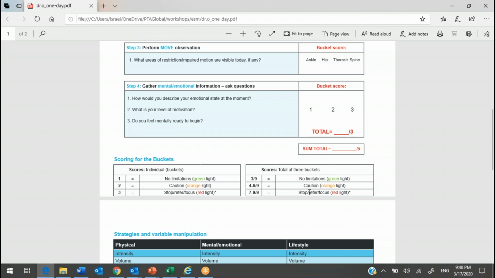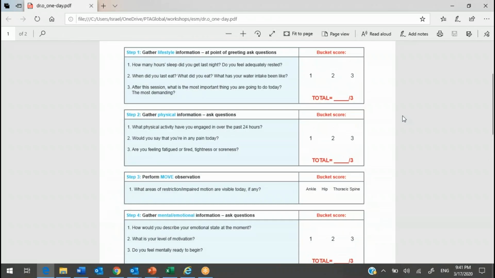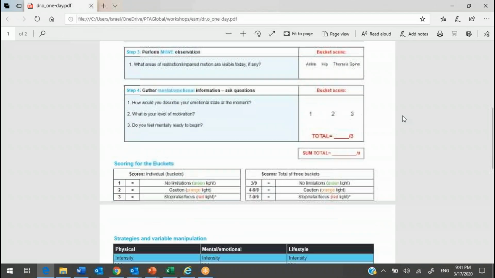Anywhere between 4 and 6, there's some cautions, right? We want to look at the highest bucket here between our 1, 2, or again step 4, which would be bucket 3 here. What's the highest bucket, and what are some things that we need to do to meet that person where they need to be met for that workout, right? To adjust that. And again, a 7 to 9 would be the highest stress level, right? Given that they're coming in with multiple buckets at 2 or 3.